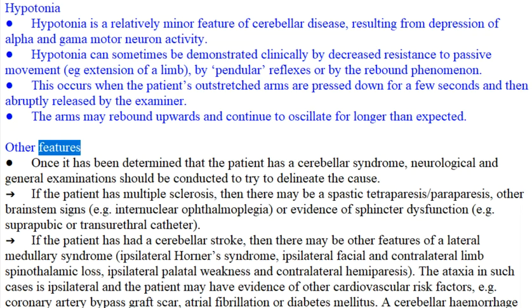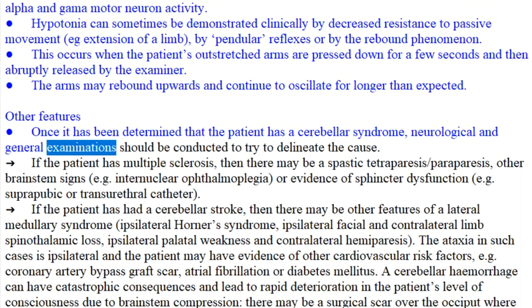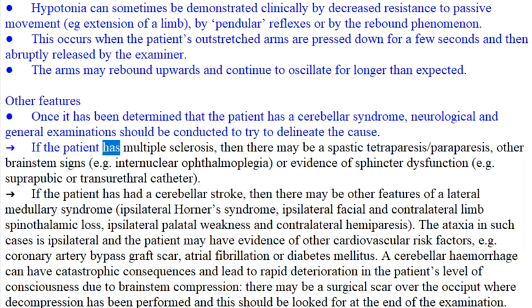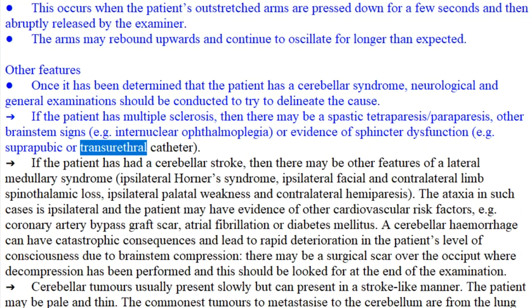Other features. Once it has been determined that the patient has a cerebellar syndrome, neurological and general examinations should be conducted to try to delineate the cause. If the patient has multiple sclerosis, then there may be a spastic tetraparesis/paraparesis, other brainstem signs, e.g. internuclear ophthalmoplegia, or evidence of sphincter dysfunction, e.g. suprapubic or transurethral catheter.